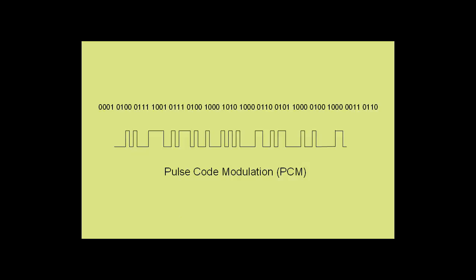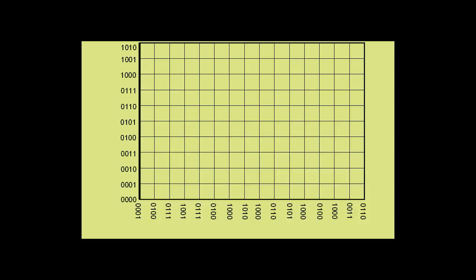What we now want to do is get our analog signal back. Here I've reproduced the chart from earlier, and I've already added on the binary numbers that we found when converting the analog signal to digital. All I need to do now is mark out the position of these binary numbers. So 0001 will go here, 0100 will go here, and so on across the whole of the chart.